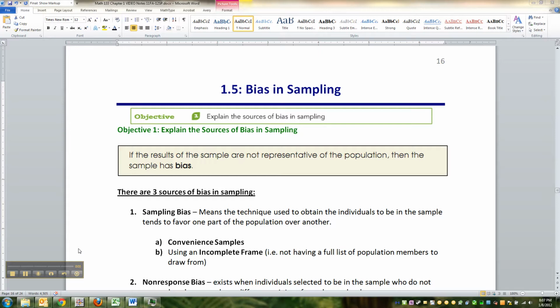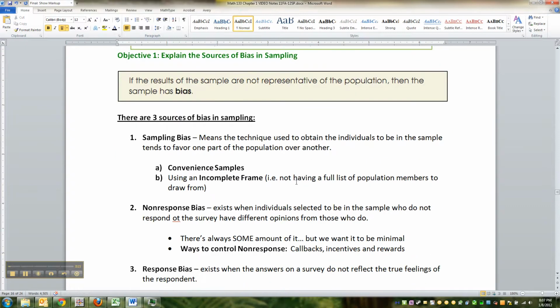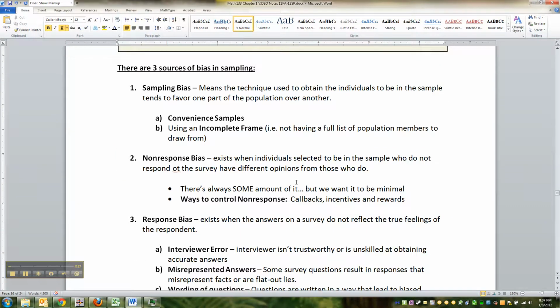All right, on to section 1.5, which is concerned with bias, namely sources of bias in our sampling methods. If the results of the sample are not representative of the population in some way, then the sample has bias. Now, there are three main sources of bias in sampling. There's sampling bias, which means the technique used to obtain the individuals to be in the sample tended to favor one part of the population over another.